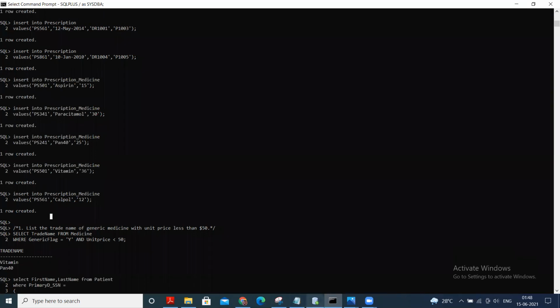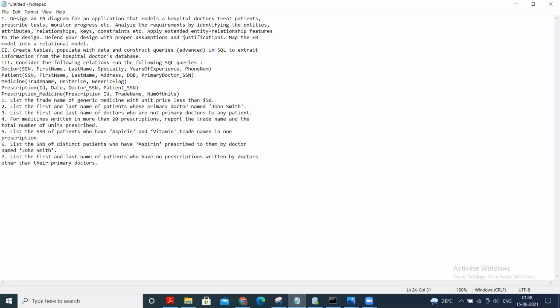Okay, so now go to the queries part. The first query is to list the trade name of generic medicine with unit price less than 50. It means there are two conditions. The medicine must be generic and the unit price must be less than 50. And we have to get the answer as trade name.